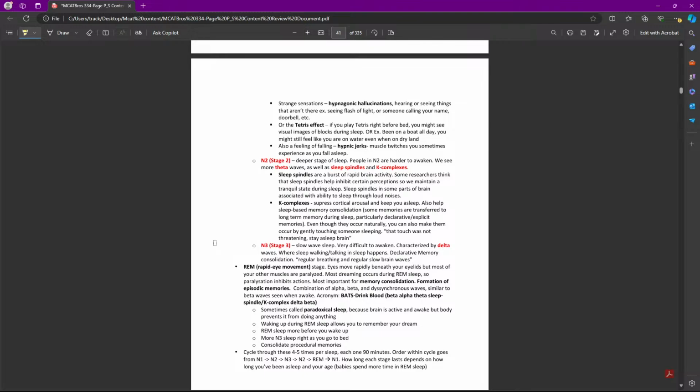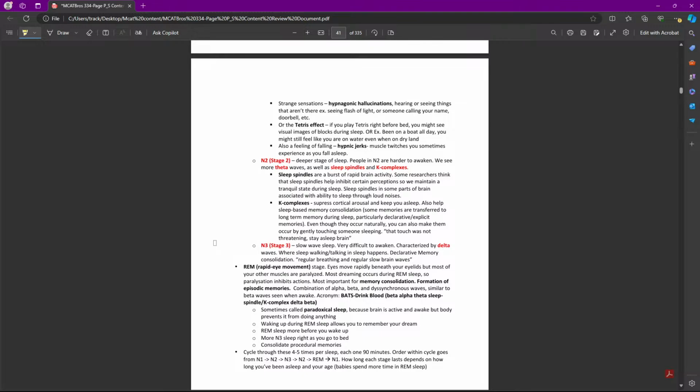K complexes also suppress cortical arousal and keep you asleep. They also help sleep-based memory consolidation. Even though they occur naturally, you could also make them occur by gently touching someone sleeping. That touch is saying, so stay asleep.